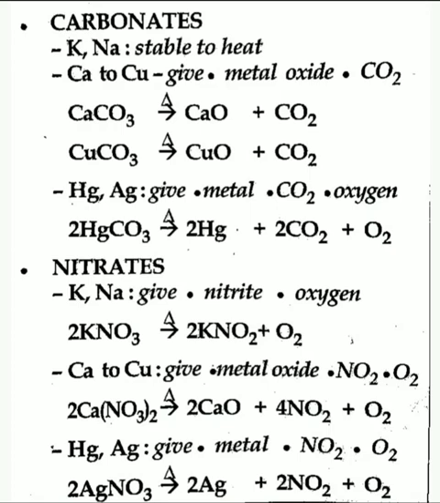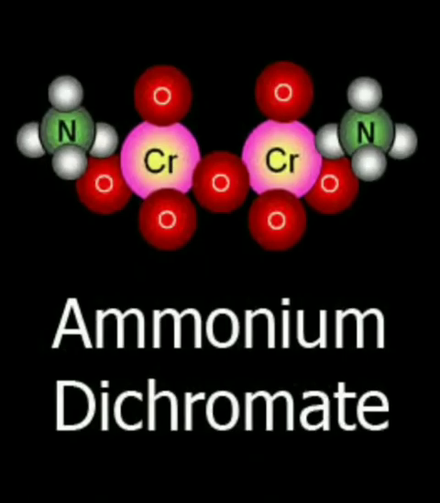Now we'll discuss some other examples of decomposition reactions. That means when heat is applied to ammonium dichromate, what will it produce? See, ammonium dichromate is an orange colored compound. The formula is (NH4)2Cr2O7. When it is decomposed, it produces what? Chromic oxide plus water plus nitrogen.